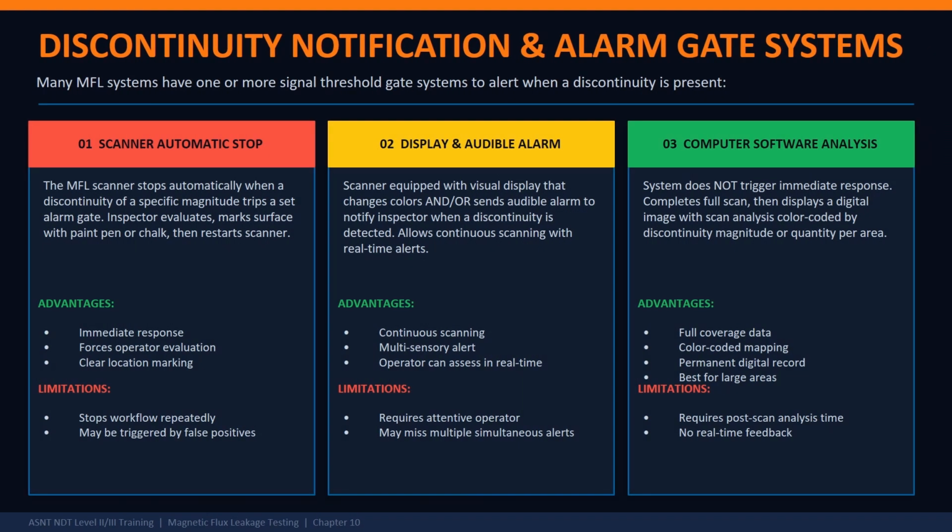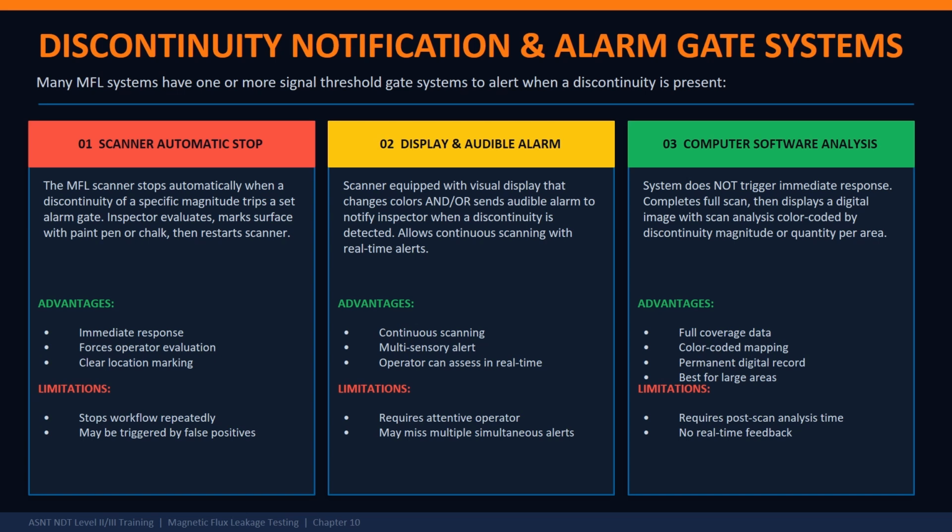Once a defect is detected, how does the system notify the inspector? Three common methods. Method 1, automatic stop. When signal exceeds threshold, the scanner stops automatically. Advantages: immediate response, precise location marking. Limitations: frequent interruptions, and false alarms can waste time. This is common in certain automated systems.